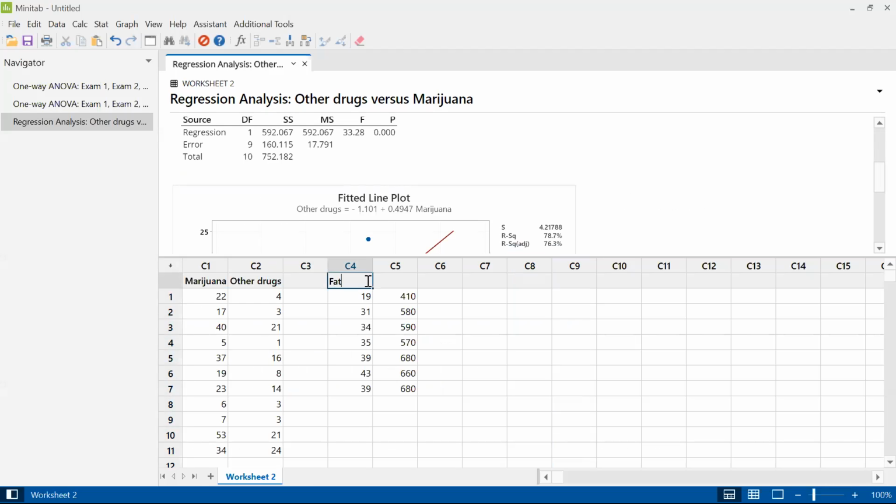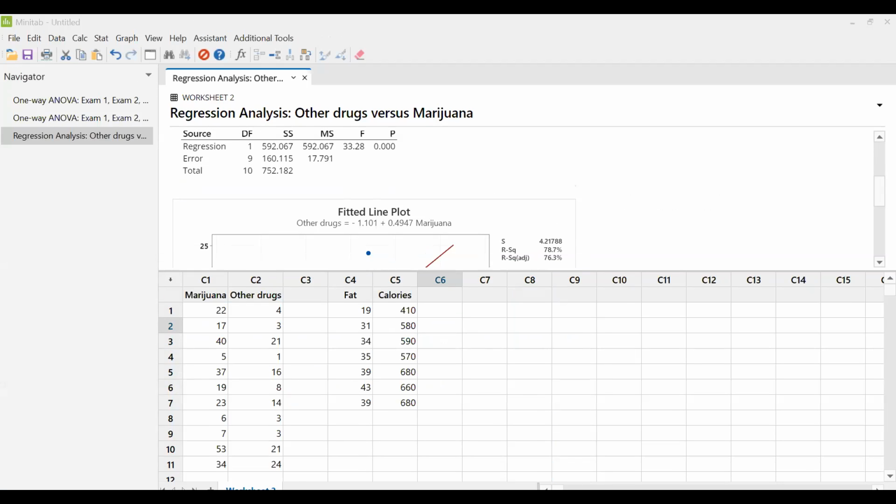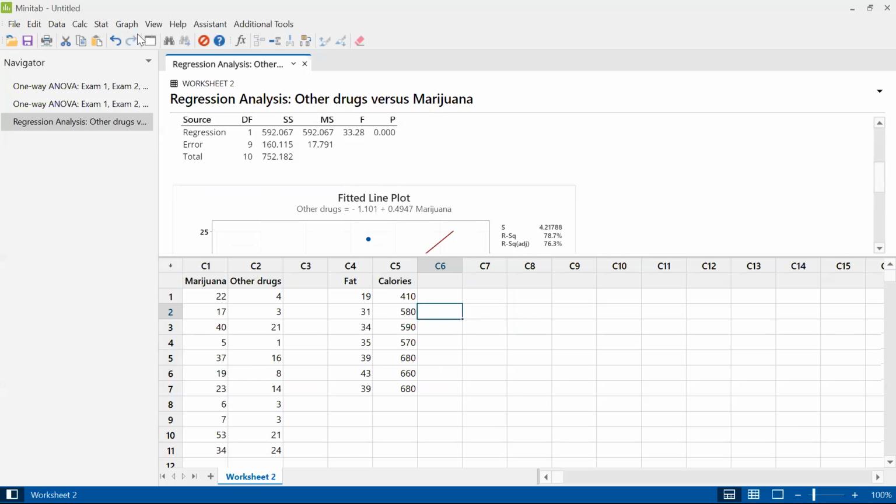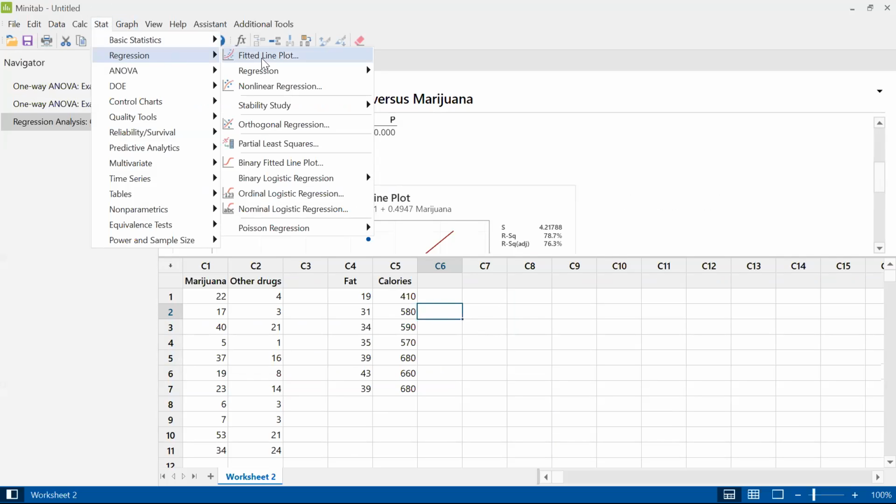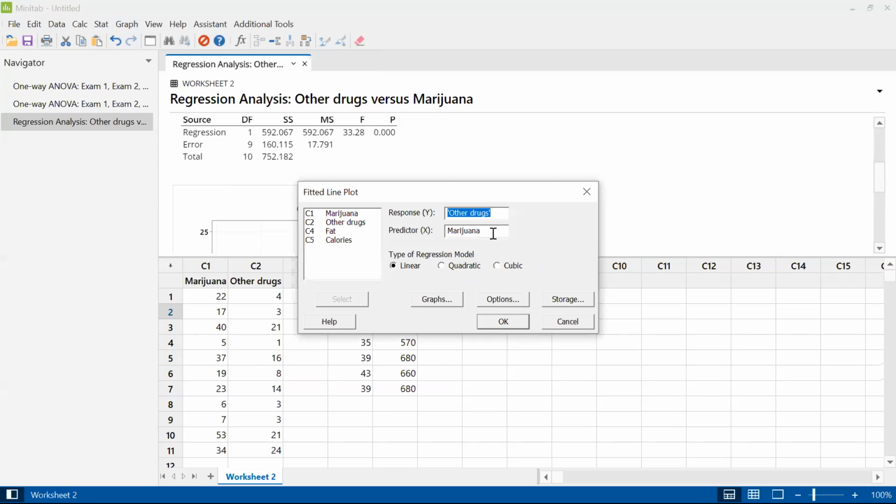This was our fat column. This was our calories column. I guess I could have just included the column headers in my copy and paste, then I wouldn't have had to type them again. Okay, so let's run regression on these new numbers. I guess I'll put fat on the x coordinate and calories on the y coordinate. See what we get.